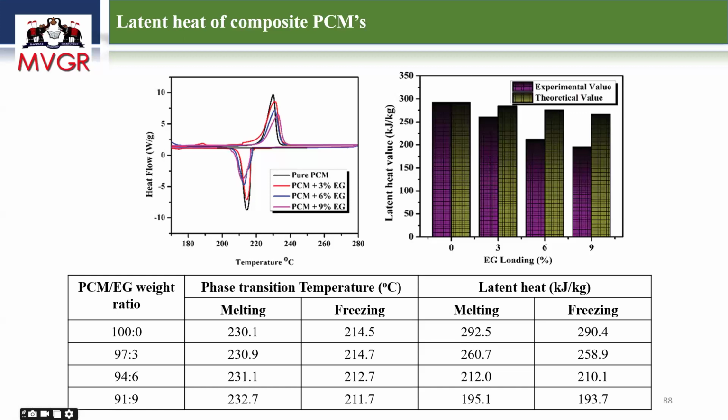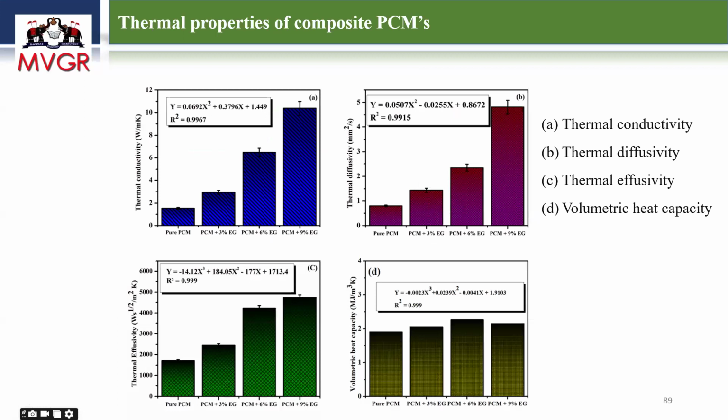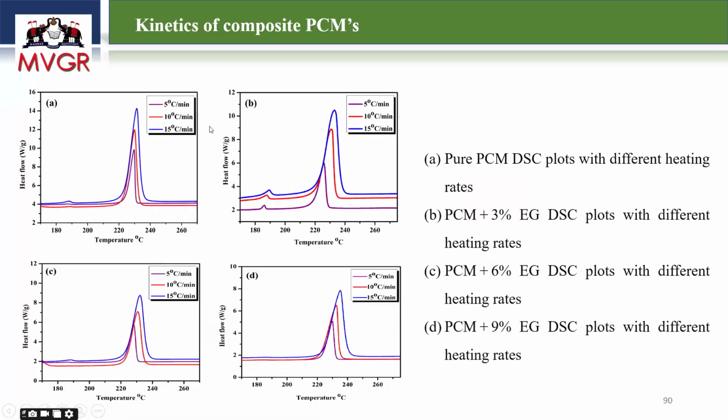So this is actually reducing the storage performance, and meanwhile it will be an added advantage for the thermal conductivity. If you see the thermal conductivity, pure PCM has 1.7 watt per meter Kelvin. But if you increase the expanded graphite, my PCM thermal conductivity is significantly improved. So for 9% expanded graphite PCM, the thermal conductivity is around 10 watt per meter Kelvin. It went up to 10 watt per meter Kelvin. So that we can actually see.